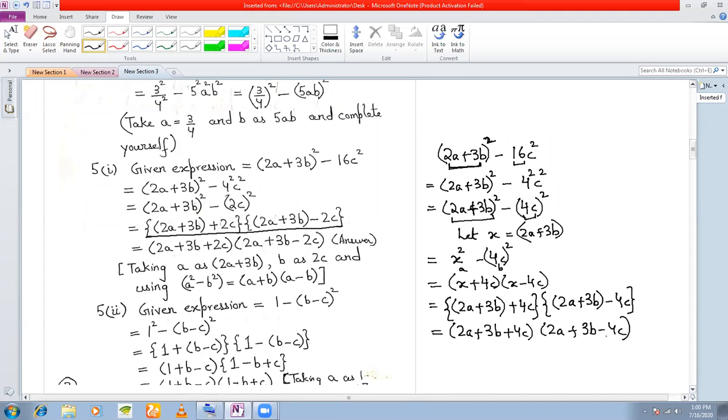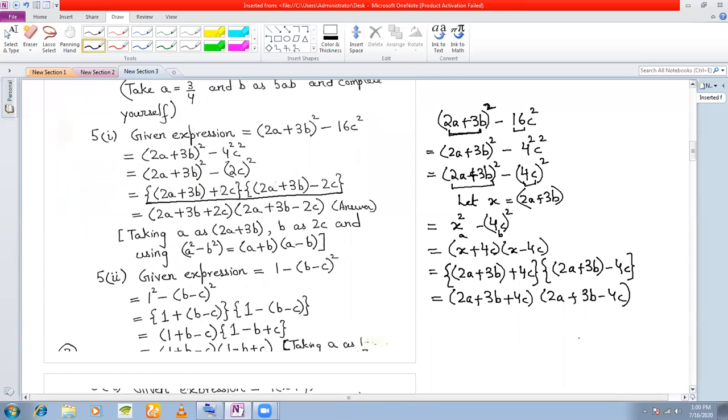Any questions? No questions? So, yes. Which chapter are you teaching? This is Factorization, algebraic expressions. Factorization. Thank you, sir. Okay.